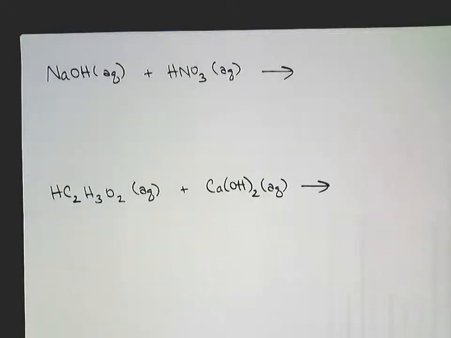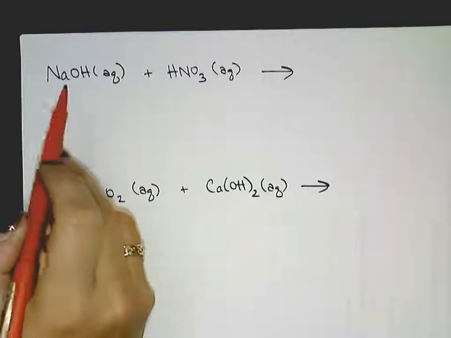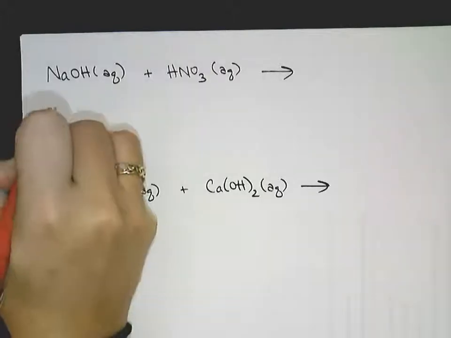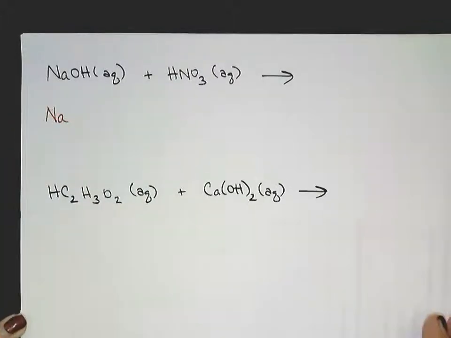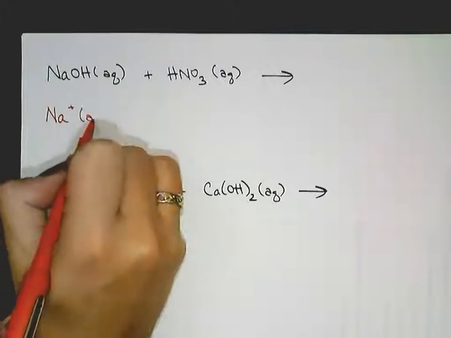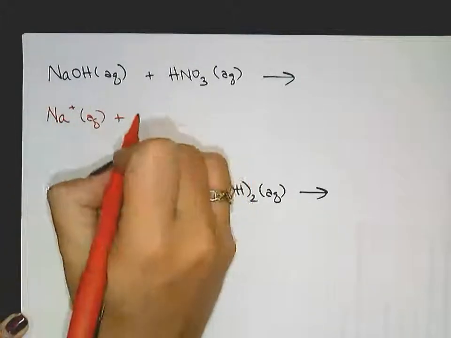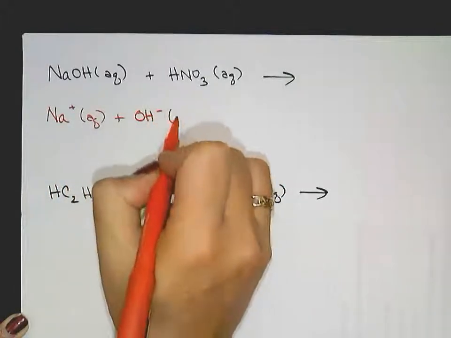All right, so let's think about this first one. What 2 ions does sodium hydroxide break up into? Hint, one is sodium. Okay. And what's the charge on a sodium? +1, okay. And then what about this guy? What's its charge? -1, yep.